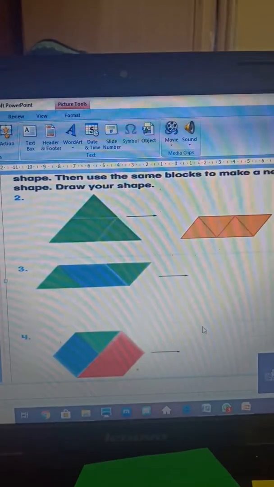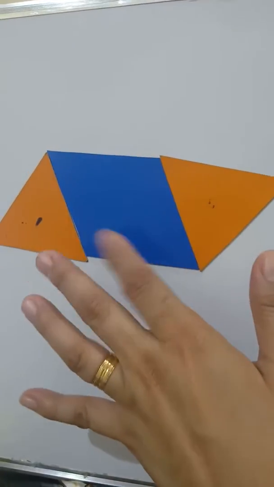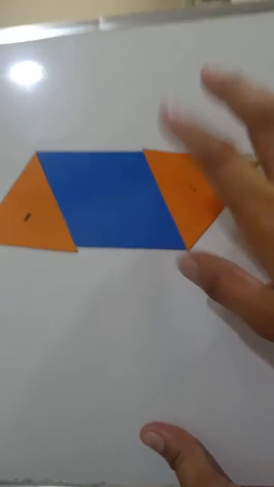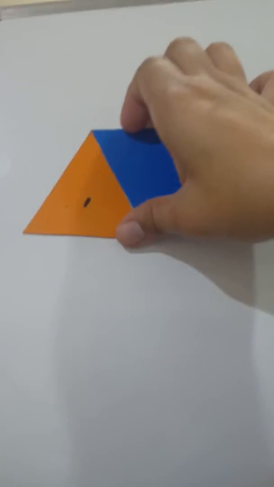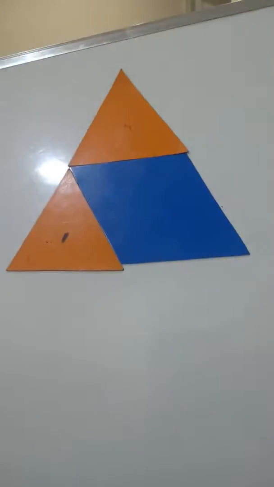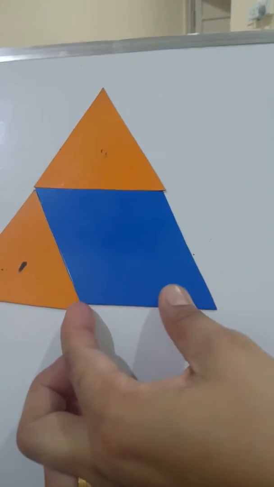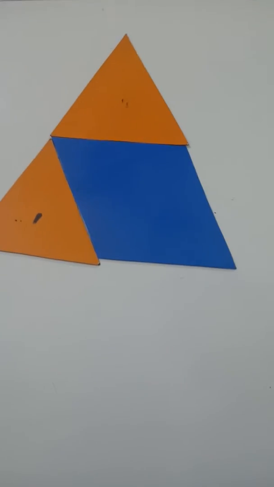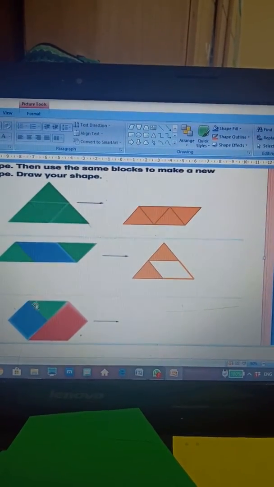Next, let's have number 3. So 2 triangles and then this one. We will make it into another shape. Let's put this one up, and here it is. You can see it. Before, it is like this, and then when we put this one up here, it is now a new shape. Clear? So this one will be like this now.